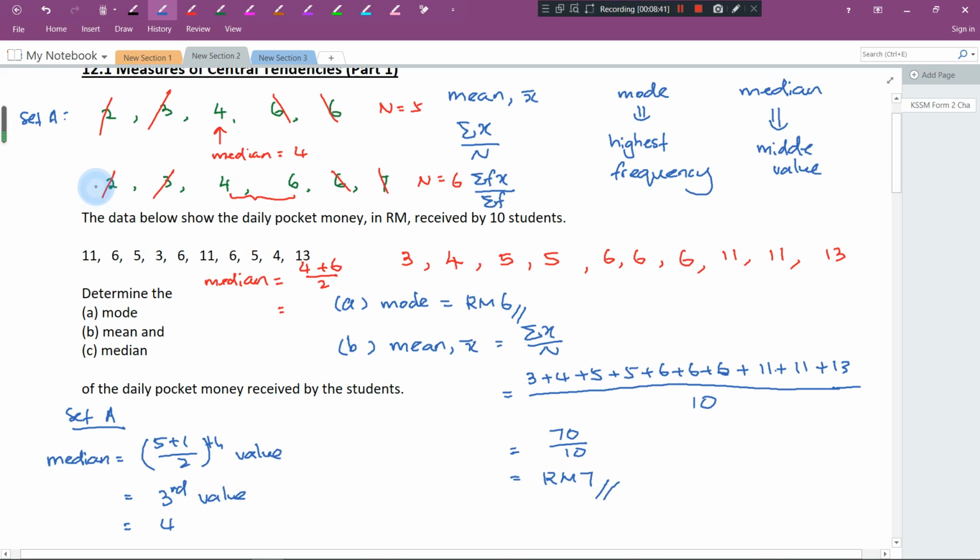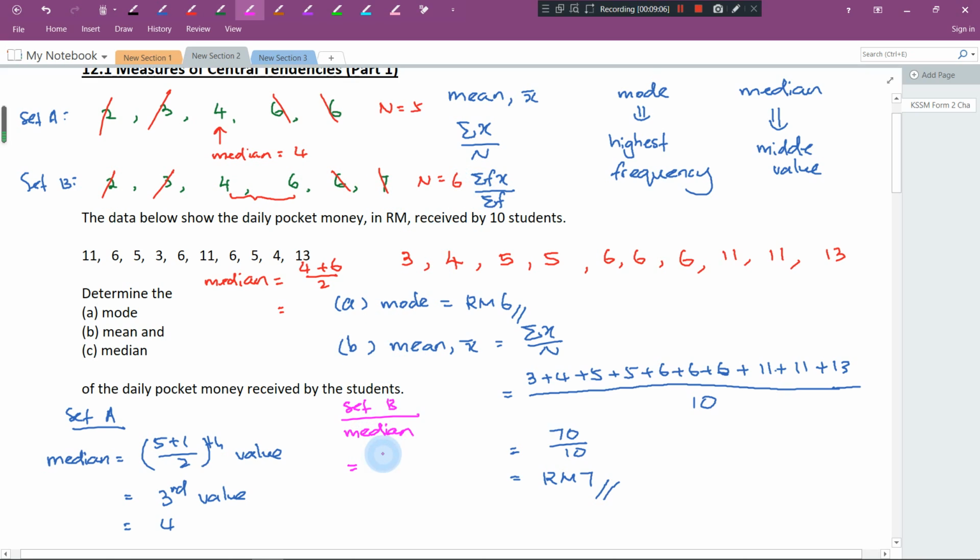Okay, so now how about set B? Okay, let me use another color. Set B. Median. The total number of data is 6. Okay, but be more careful. Before you determine the median, make sure you arrange all this data nicely in an ascending order or descending order.